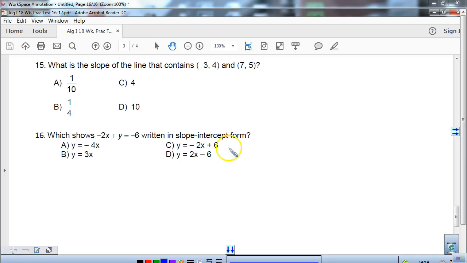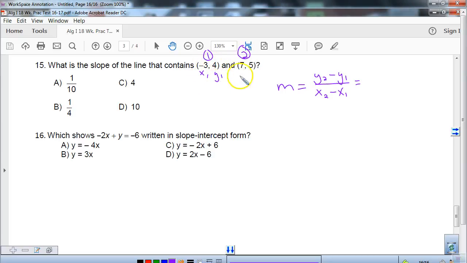15 asks for the slope of the line that contains negative 3, 4, and 7, 5. When we have 2 points, we are going to use our slope formula. So y2 minus y1 over x2 minus x1. And if we label our points, sometimes that helps. So this is point 1 and this is point 2. Then this is x1, this is y1, and here's x2 and y2.